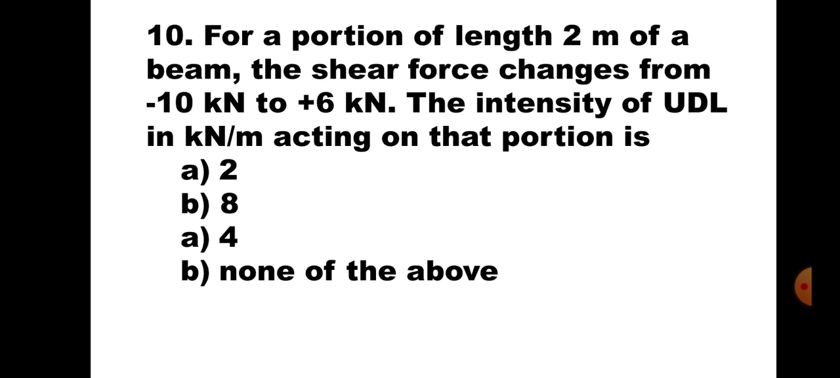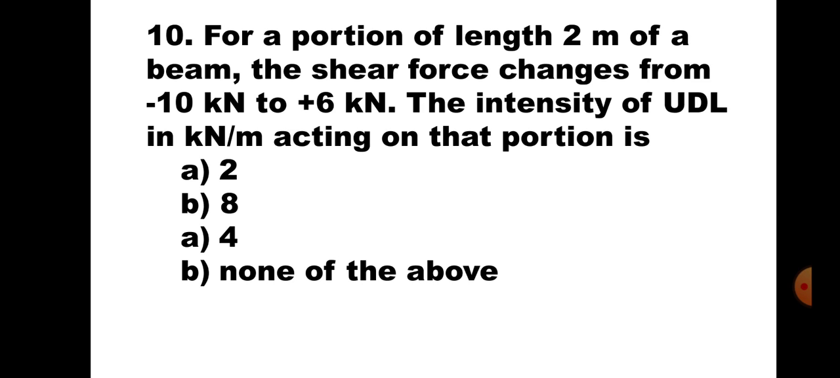Question number 10. For a portion of length 2 meter of a beam, the shear force changes from minus 10 kilonewton to plus 6 kilonewton. The intensity of UDL in kilonewton per meter acting on that portion is A 2, B 8, C 4, and D none of the above.